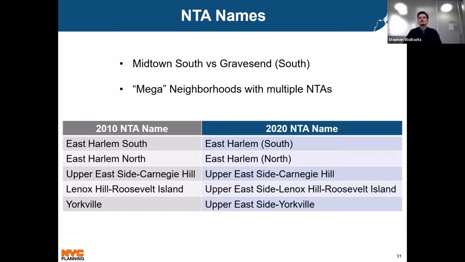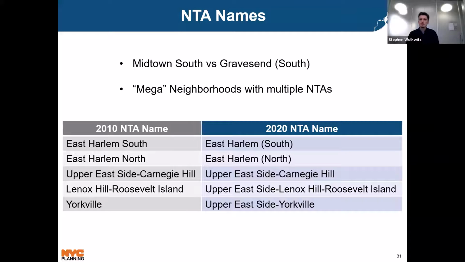contend that there's some fancy new area out there called Gravesend South or something like that. It's just that Gravesend was large, or it was split by a CD line. We had to split it into multiple NTAs. So you see Gravesend, and we add parentheses, South. And East Harlem, you see, there's a south and a north part, so we've done East Harlem, parentheses, south and north.